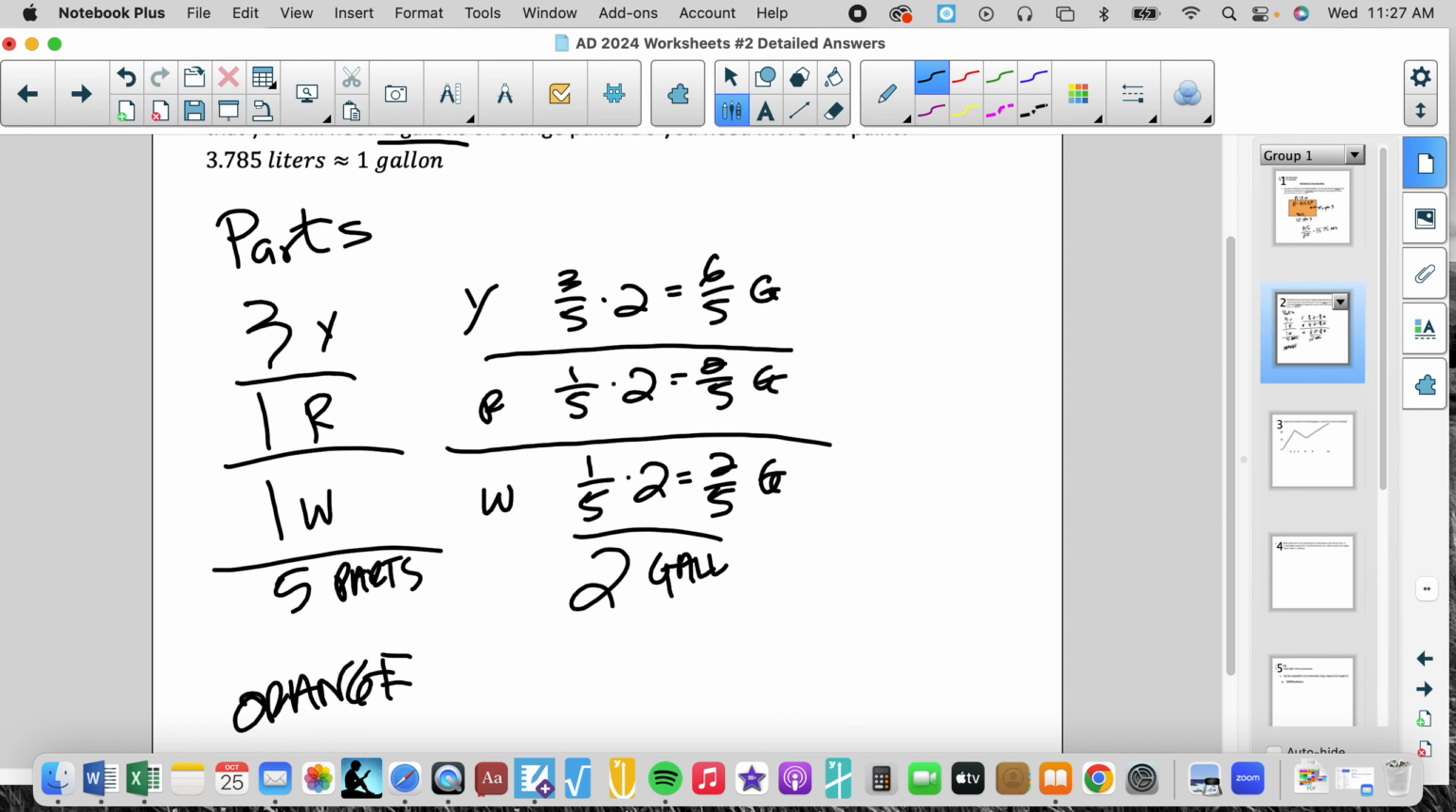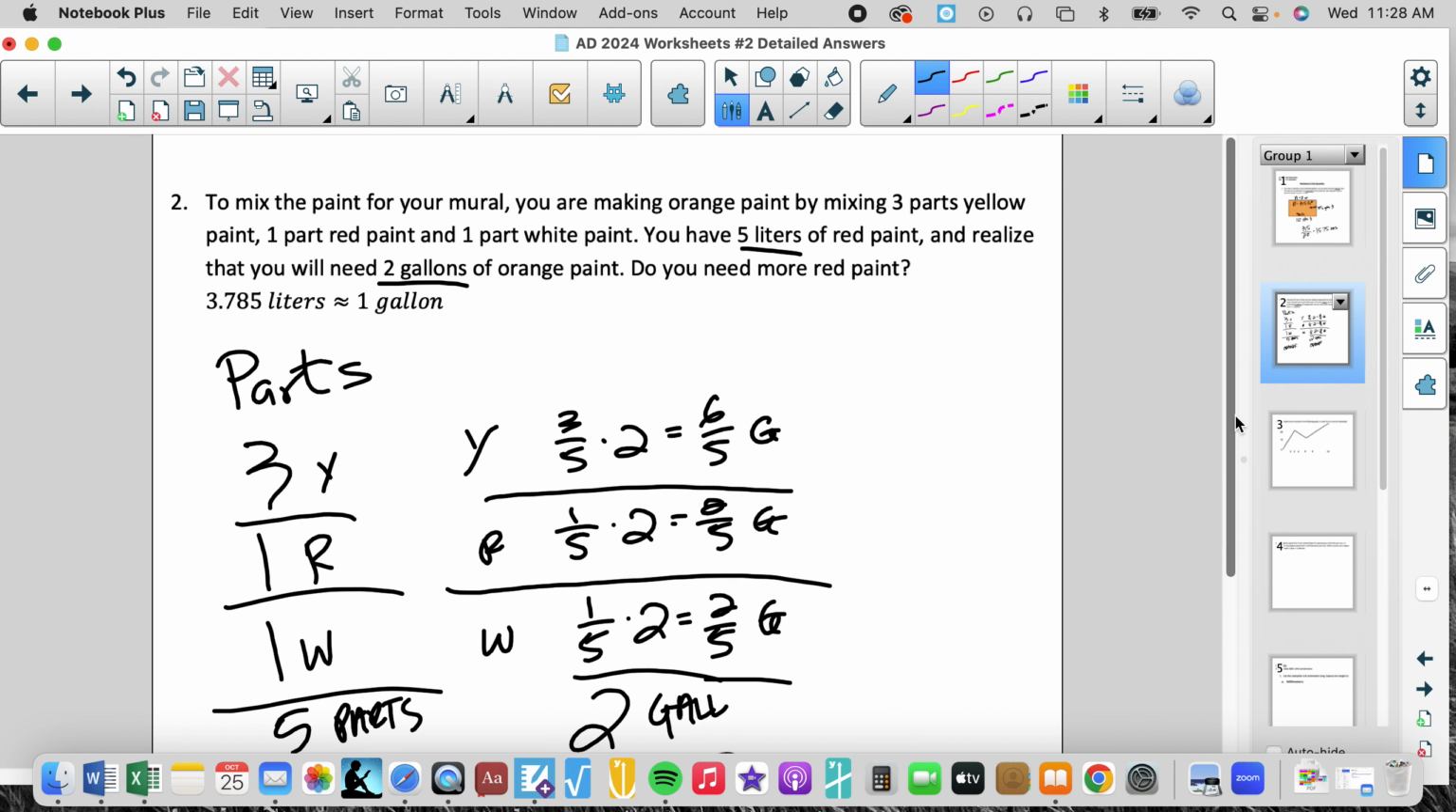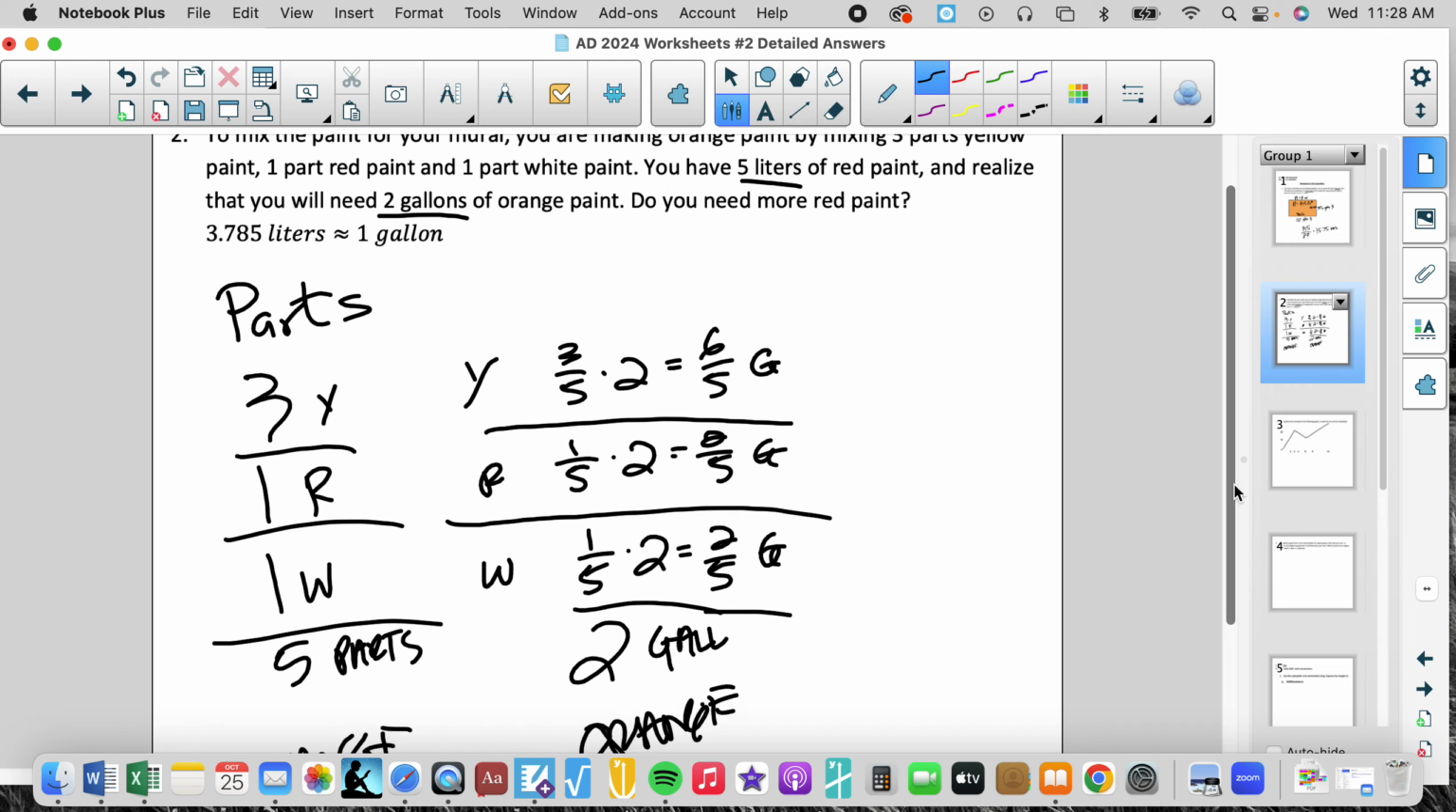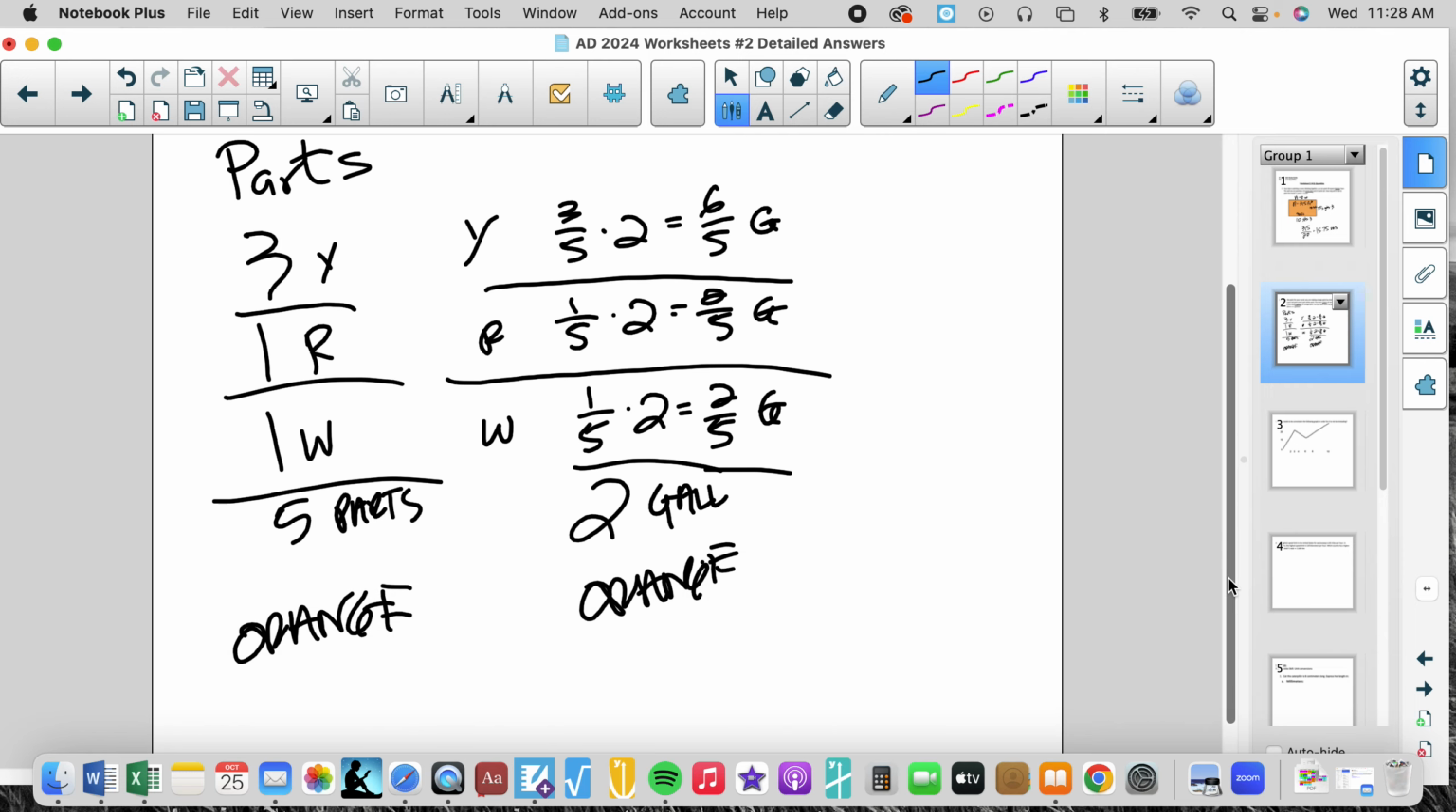So if we add these up, 6/5, 2/5, 2/5, we get 10 over 5, or 2 gallons. So this is the ratio of gallons. So I would need 2/5 of a gallon of red in order to produce 2 gallons of orange. And so it wants to know, do I have enough red? I have 5 liters of red, and I need 2/5 of a gallon.